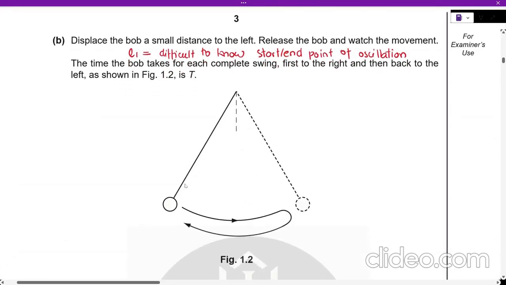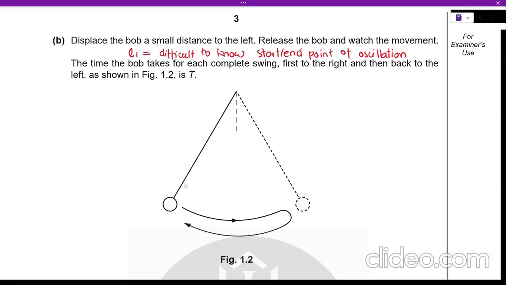So now let's move on. Part B says, displace the bob a small distance to the left, release the bob and watch the movement. The time the bob takes for each complete swing, first to the right and then back to the left as shown in figure 1.1, is t. So t is the time period for one oscillation of the bob. The limitation here is the difficulty to know the start and the ending point of the oscillation. For example, if I release it from here, then I do not know at which point it comes back to this point again.